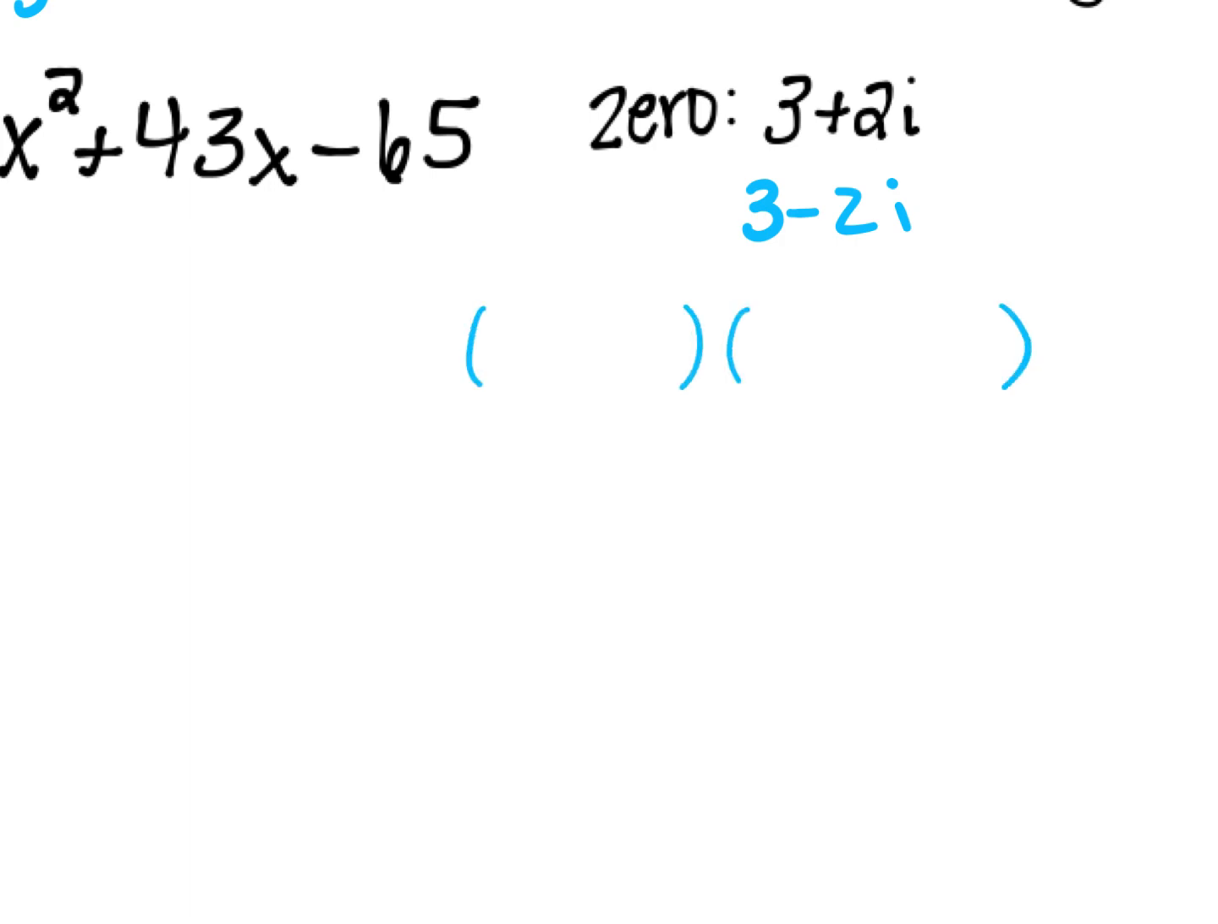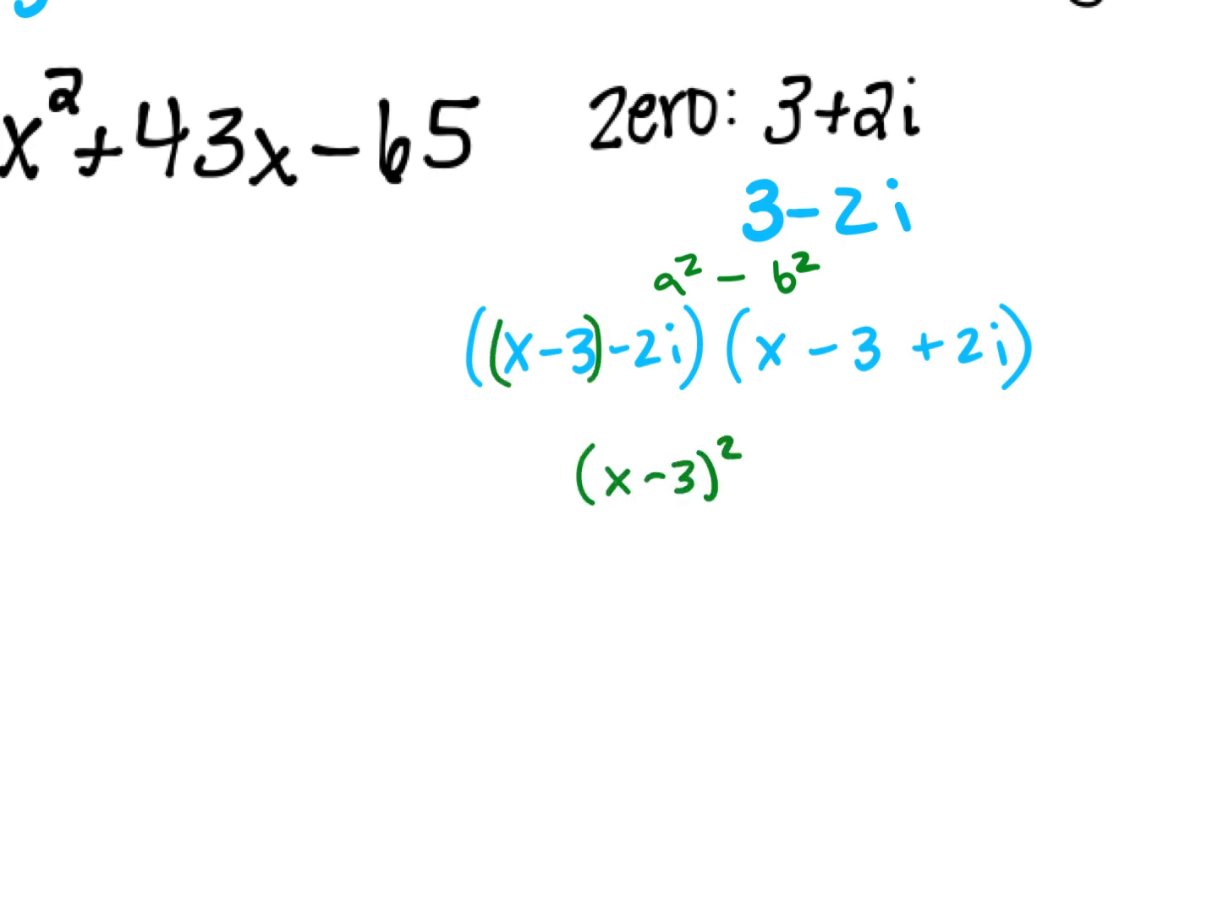So in factored form, what would this be? x minus 3 minus 2i, and x minus 3 plus 2i. Awesome. So just flip the signs of everything. Now let's do our conjugate shortcut. A squared minus b squared. What's our a? x minus 3. So we have x minus 3 squared minus, what's our b? 2i squared.